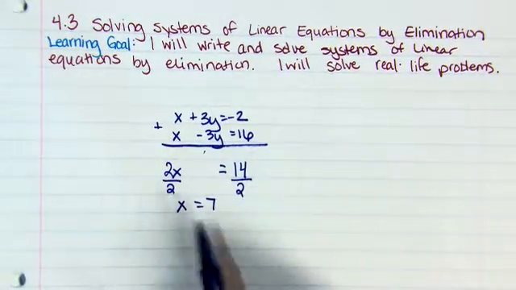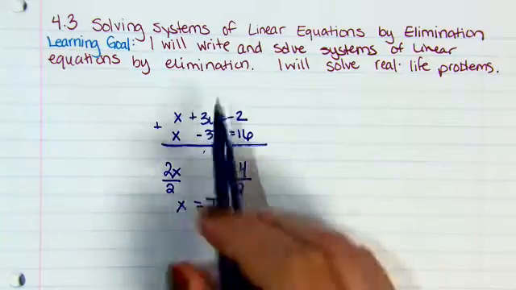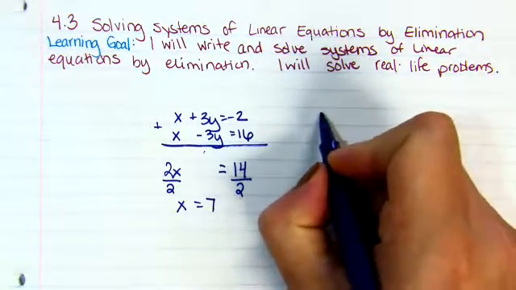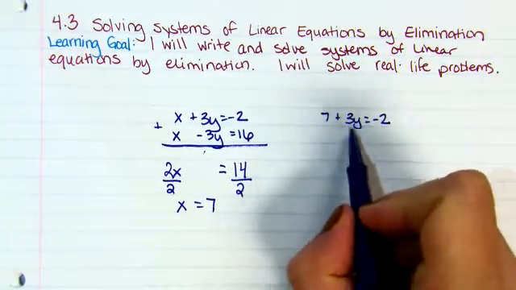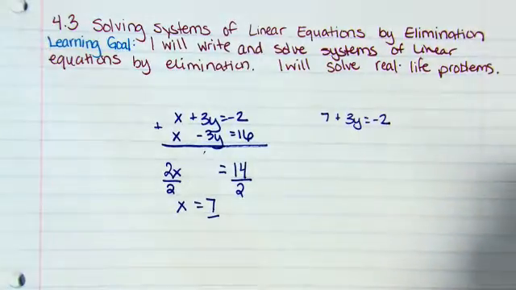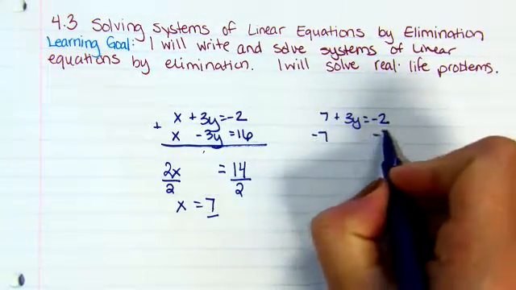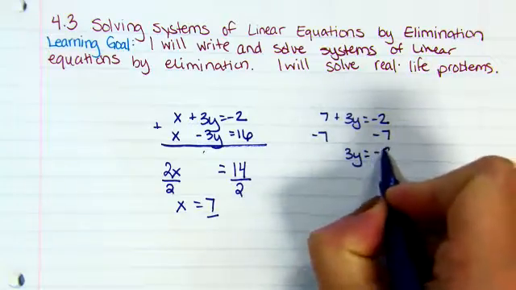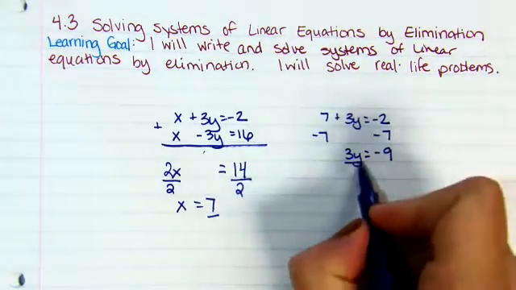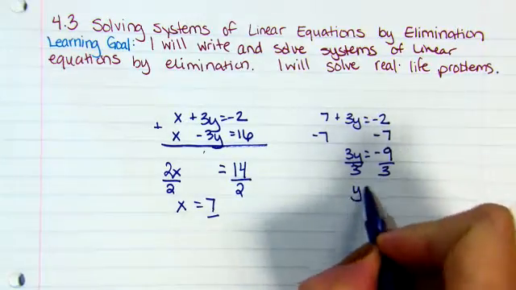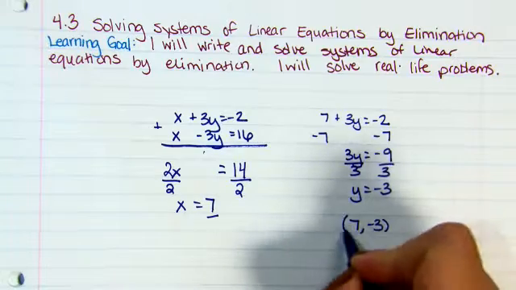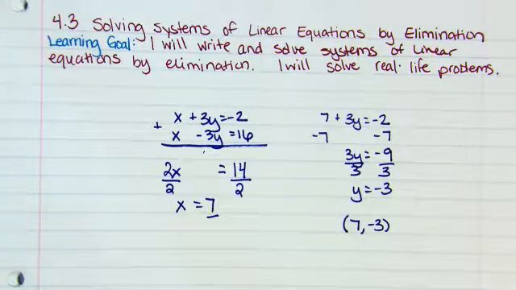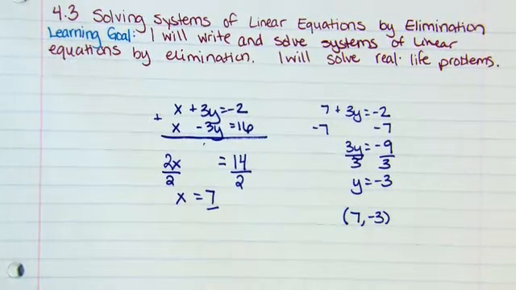And now I can go back to the method that I used with substitution, where I substitute that 7 into either equation. I'm going to substitute it into the first one just to make life easy. So 7 plus 3y equals -2. I just substituted 7 in for x. Subtract 7 from each side. I get 3y equals -9. Divide each side by 3, and I'll get y equals -3. So my solution is (7, -3). That's just one example of where elimination is a good way to solve.